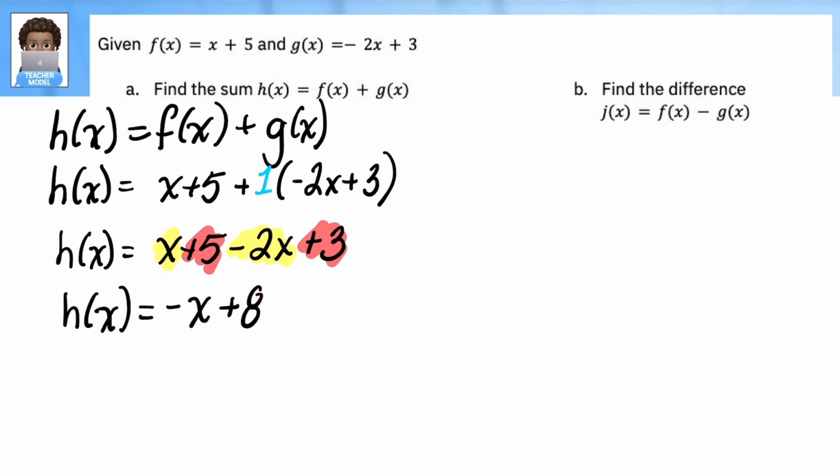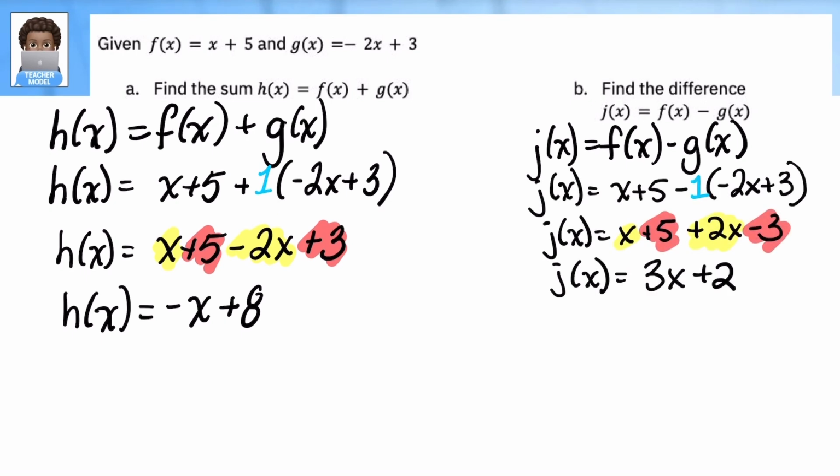All right, let's try with the second one with subtraction. Again, I'm just setting it up for you. J of x is equal to f of x minus g of x. Do not forget to distribute that negative 1. Hit pause, solve the problem, and see if we have the same solutions at the end.